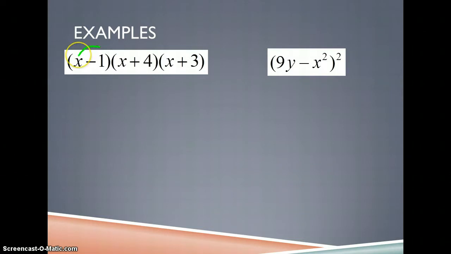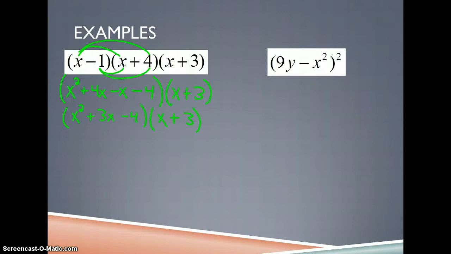But if we remember FOIL, x times x is x squared. X times 4 is 4x. Negative 1 times x is minus x. And then negative 1 times 4 is minus 4. And again, that x plus 3 needs to stay outside there. Now we can simplify this left side here a little bit. X squared, 4x minus x is plus 3x, minus 4, and then multiplied by x plus 3.